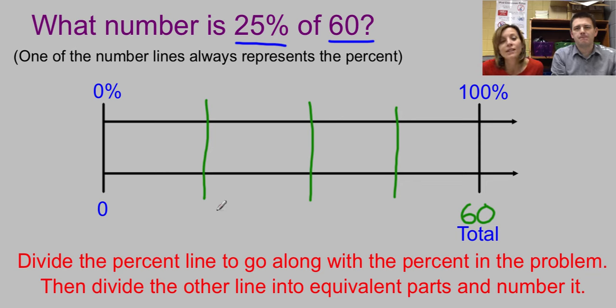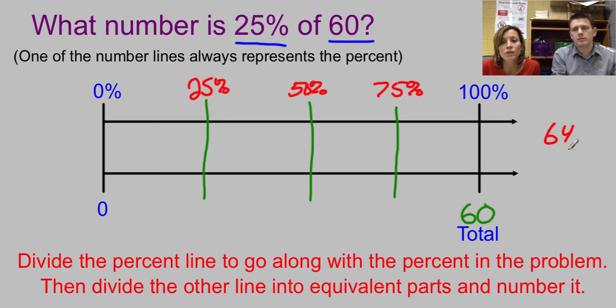So we need to label our lines that we just made on our number line 25%, 50%, 75%, and then 100 is already labeled for us. We have four sections to our number line. So off to the side, we need to figure out what 60 divided by 4 is.